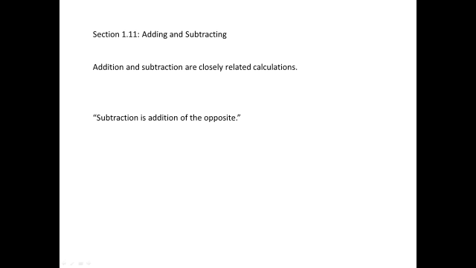Section 1.11, adding and subtracting. You may have noticed that addition and subtraction are very similar calculations. And in fact, we have a special phrase that we use to describe the relationship. Subtraction is addition of the opposite. What does the opposite mean? If you have a number, the opposite of that number is what you get when you change the sign in front of it. So, for example, the opposite of 3 is negative 3. The opposite of negative 8 is positive 8. In the special case, the opposite of 0 is just 0.